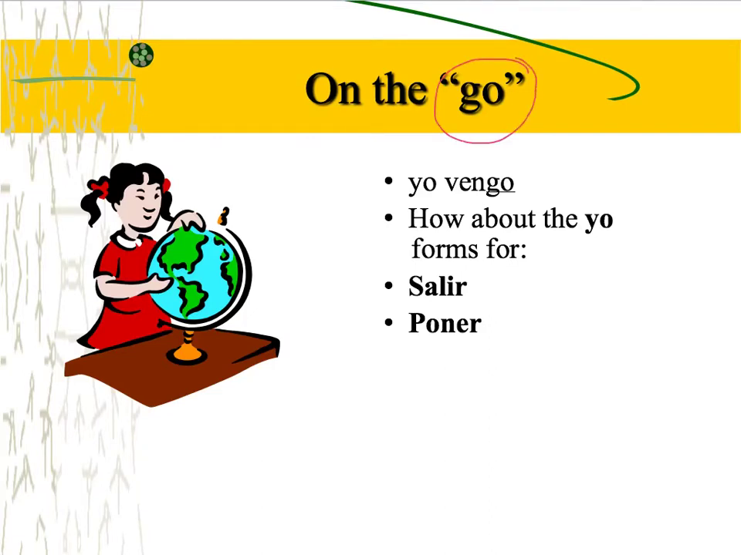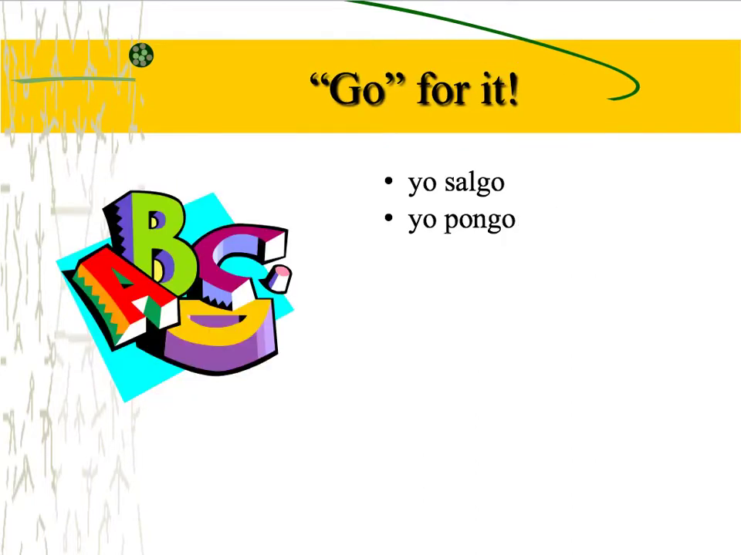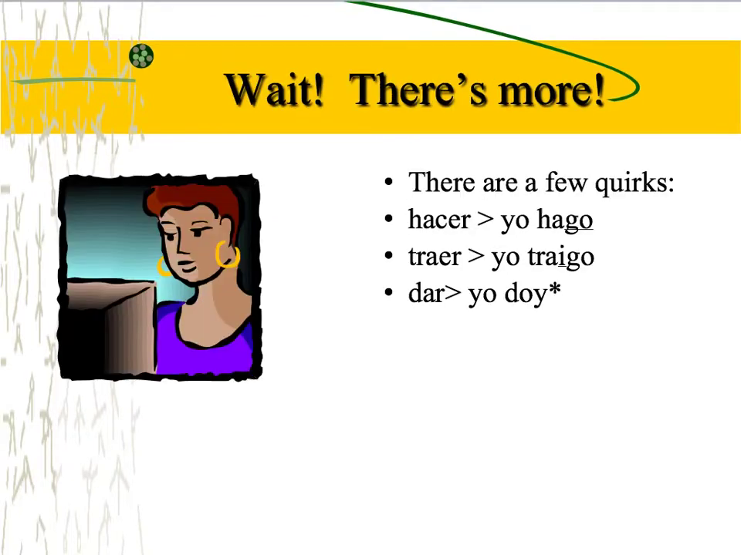That's right, vengo. Okay, so you're going to see that all of these verbs have go in them. So if tengo comes from tener and vengo comes from venir, what do you think is going to happen to salir and poner? If you said yo salgo and yo pongo, then you got it right. These are go verbs. Salgo, pongo, digo, vengo, tengo. Okay, the go verbs.